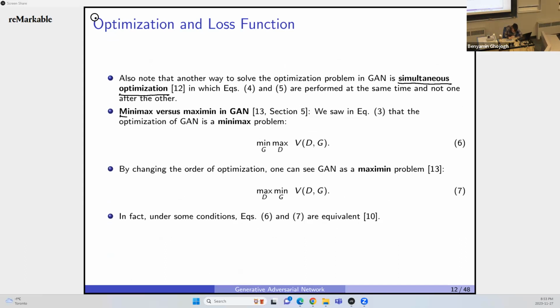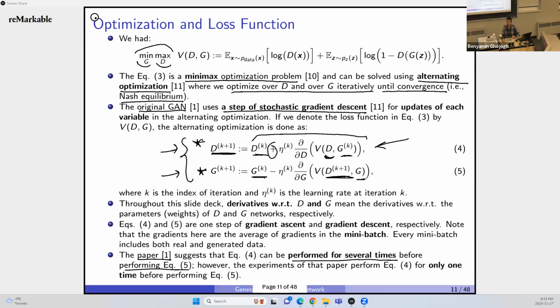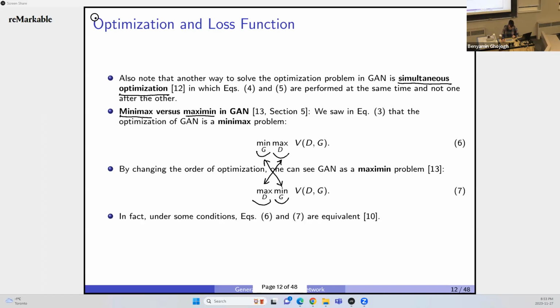Let's talk about minimax versus maximin. So here is min G, max D. Can we say max D min G? Again, note that in both of them, we are minimizing with respect to G and maximizing with respect to D, but we are changing the order. In other words, let's change the order of these two. Are they equivalent? Yes. There is a proof. For more information, see this reference, I guess. This is a book in game theory. Okay.